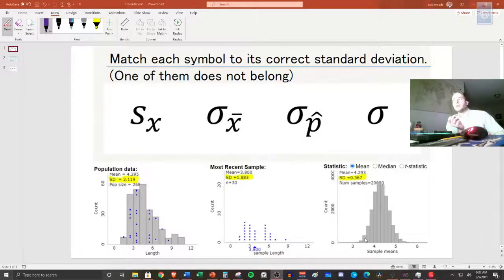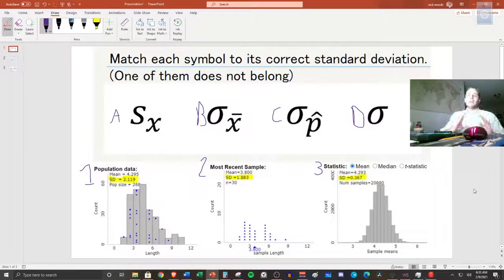So I'm going to give you a moment. I want you to think about this. I guess I could do this. We could label this A, B, C, D, and you're going to match them up to 1, 2, 3.